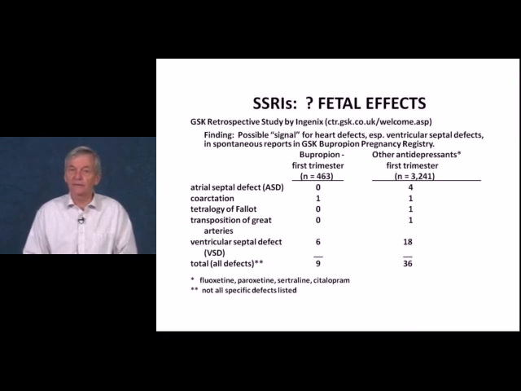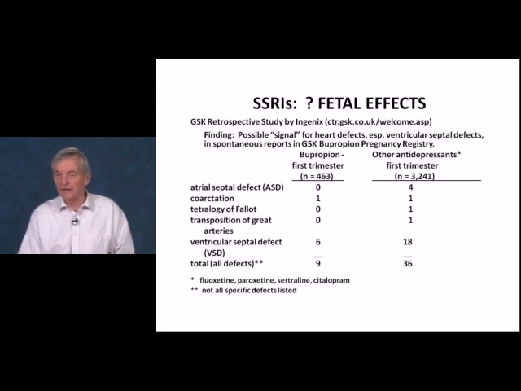GlaxoSmithKline. They had a website where they invited reports of children who had birth defects after exposures to two different groups. One was bupropion, one of their compounds that they market, and the other was the SSRIs. You can see there fluoxetine, paroxetine, sertraline, and so forth. You can see how this whole controversy got started. They were asking people to report the presence of birth defects, and they reported a lot of atrial defects and a lot of ventricular septal defects.